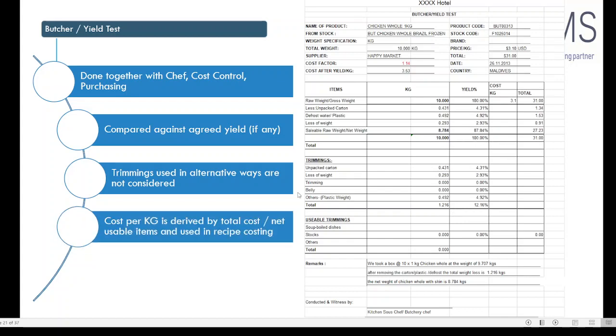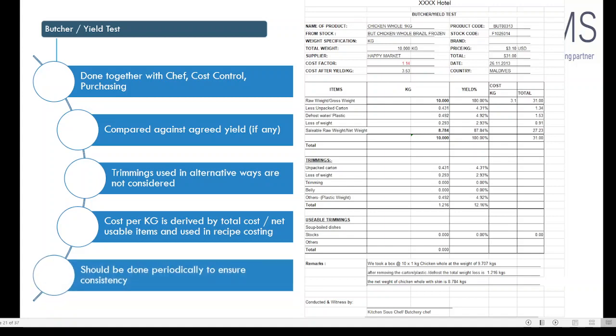Then you have to compare against the standard agreed yield, whether it is more or less. Usually trimmings used in alternative ways are not considered because there's no point in doing that. Cost per kilo is derived from the total cost divided by the net usable items, which we use in the recipe costing, and it has to be done periodically. That's the important aspect.